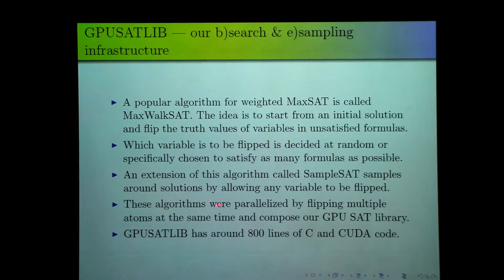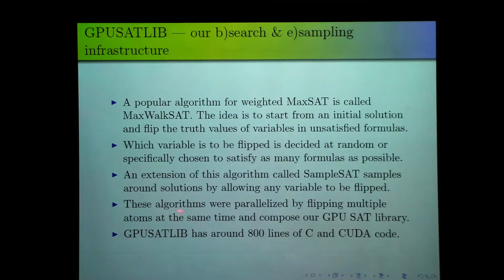This algorithm can be extended to perform the sampling problem that we showed you for weight learning. This extension is called SampleSAT, and the idea is to sample around the solutions proposed by MaxWalkSAT by allowing any variable, not only those of unsatisfied clauses, to be flipped.